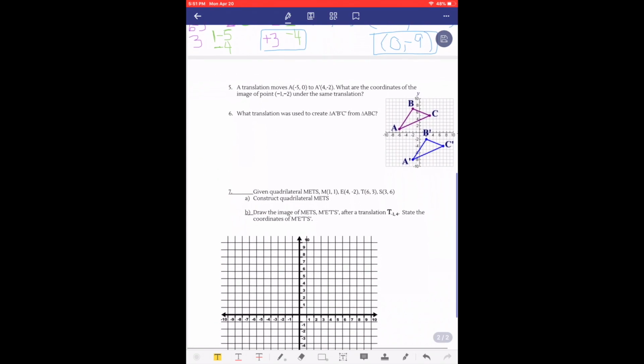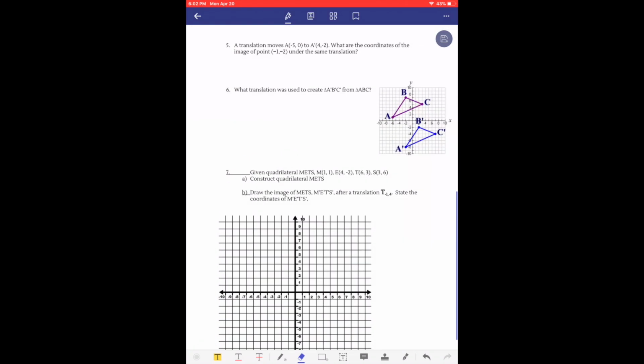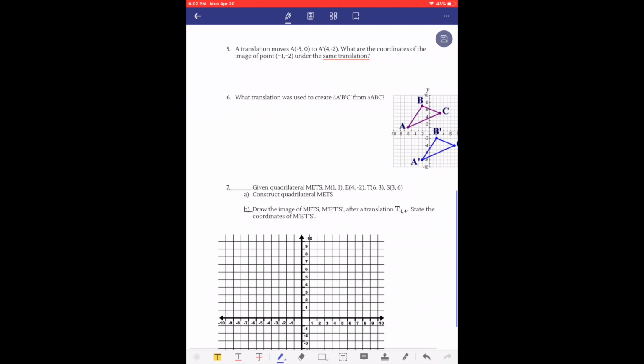Number 5, a translation moves A, -5, 0 to A prime 4, -2. What are the coordinates of the image of the point -1, -2 under the same translation? So first you want to find the original translation. So A was originally -5, 0. And then it was changed to be 4, -2.